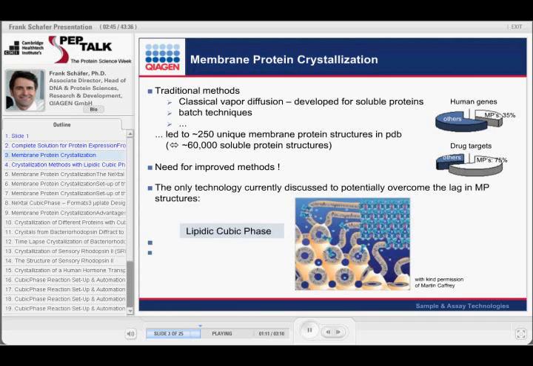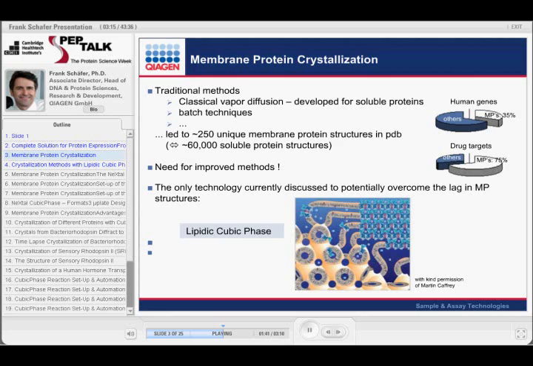And what I hear today is that in the scientific community, the technology that is most seriously discussed to have the potential to overcome this lack in membrane proteins is the lipidic cubic phase. And this cartoon here, which is from Martin Caffrey, shall show how it is believed that the cubic phase actually looks like and works.